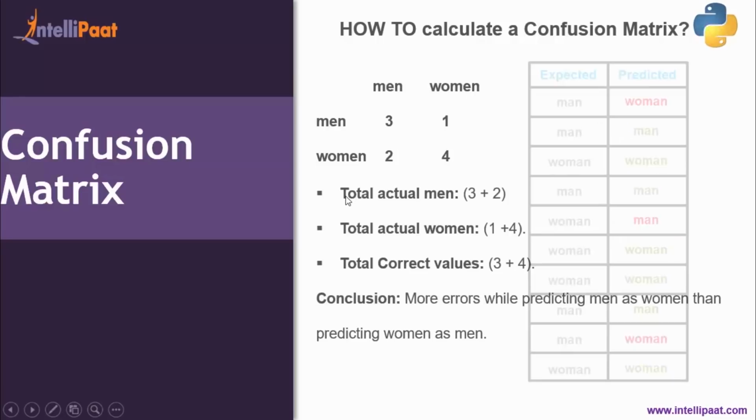So from here you can say that total actual men, 3 plus 2, is 5. Total actual women, 1 plus 4, again 5. And total correct values, men classified as men and women classified as women, that is 3 plus 4, is 7. So from here you can say that there are more errors while predicting men as women rather than predicting women as men. Okay, so this was about how you can calculate a confusion matrix.